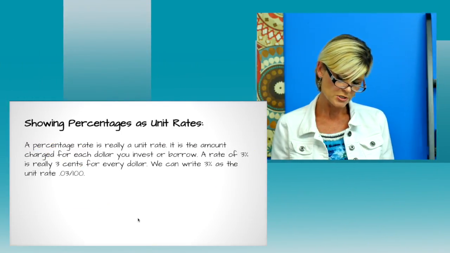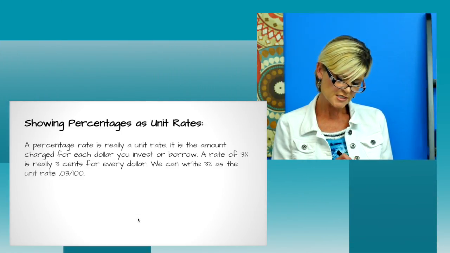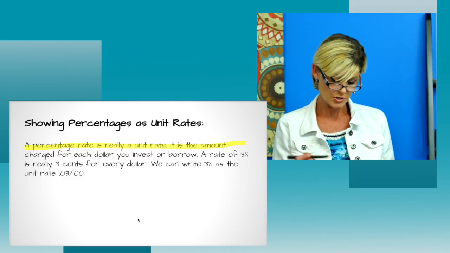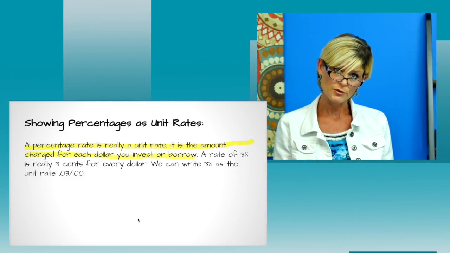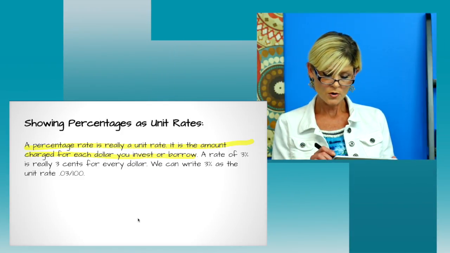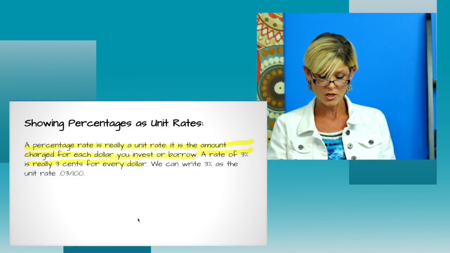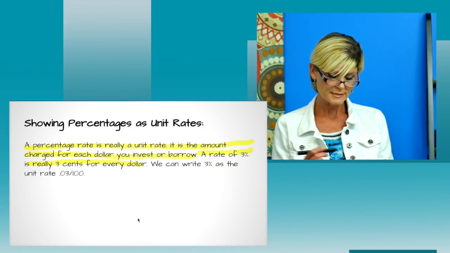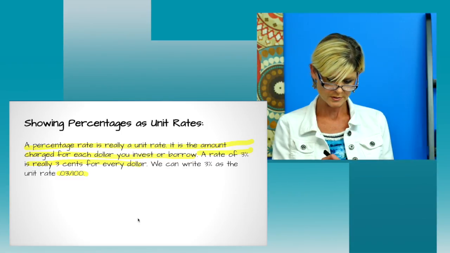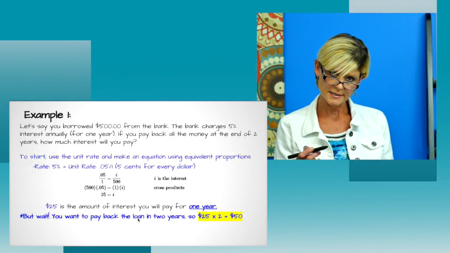Also important is knowing how to show percentages as unit rates. A percentage rate is really a unit rate. It's the amount charged for each dollar you invest or borrow. So a rate of 3% is really 3 cents for every dollar. And if we wanted to write that as a unit rate, it would be 0.03 over 100. Excuse me, over 100. Added an extra zero.